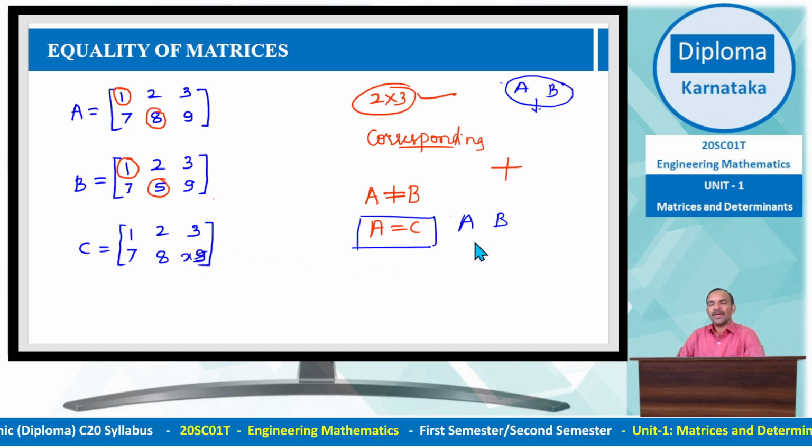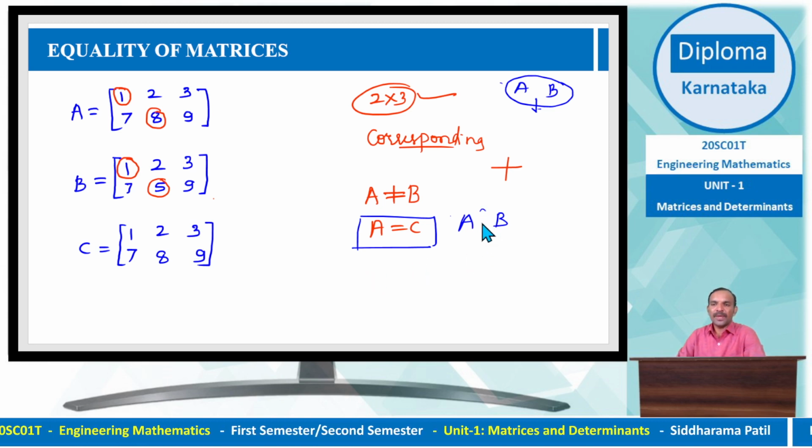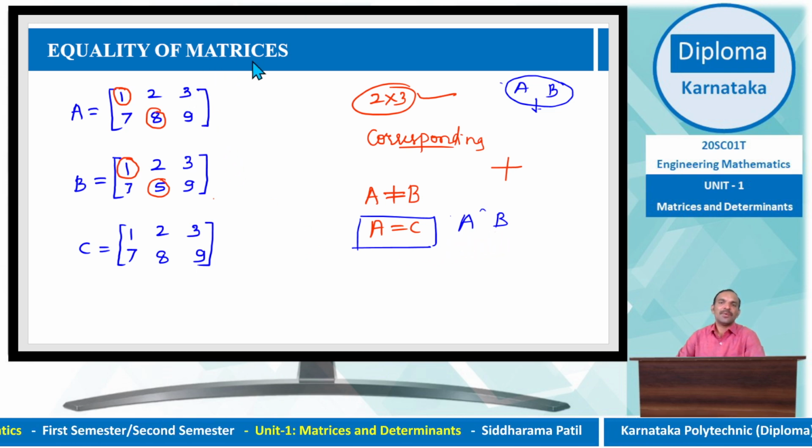That is how it is used. Now that is equality of matrices. Two matrices are said to be equal if their orders are the same and corresponding elements are equal. This is the definition of equality of matrices.